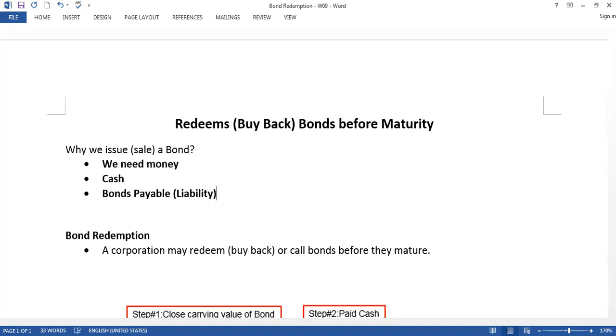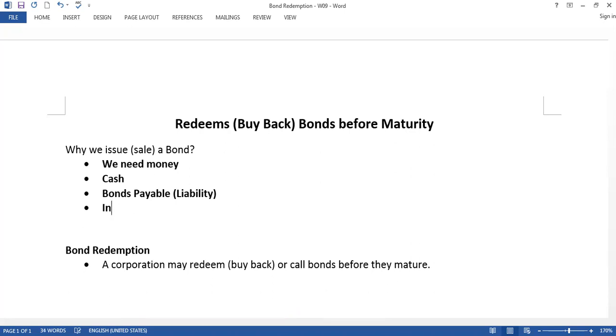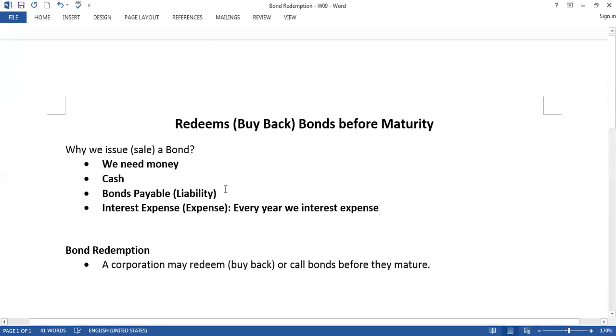And when we issue the bond, we also pay interest expense, and this is our expense. So if it is a 5 years bond, what are we doing every year? Every year we record interest expense, right? And we carry the liability every year.